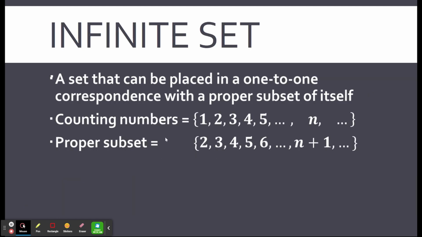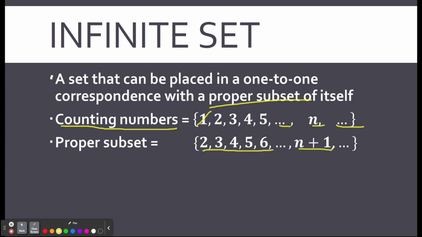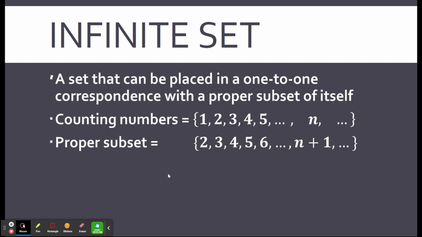Let's move to the next stage. We've got infinite sets: a set that can be placed in a one-to-one correspondence with a proper subset of itself. So the counting numbers, for example, 1, 2, 3, 4, 5, n, and the dots continue. How could we make this work? Well, in this example, we're just going to chop off this first one. And now we start 2, 3, 4, 5, 6, n plus 1. That works. We are going to be able to show that these numbers are a proper subset of the counting numbers. Keep that in the back of your mind because we're about to get going.